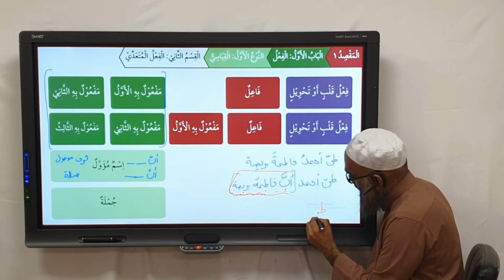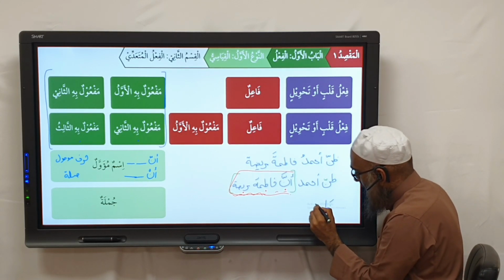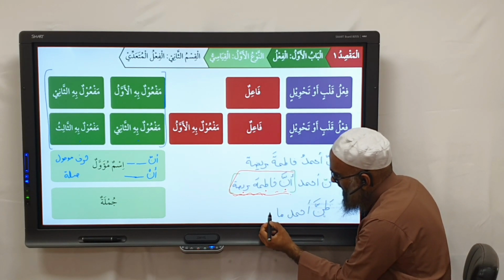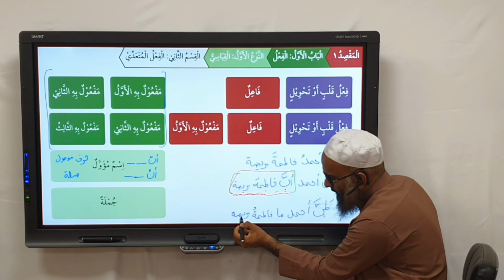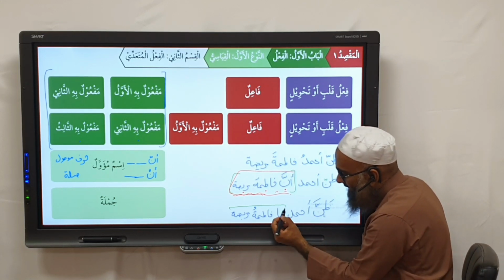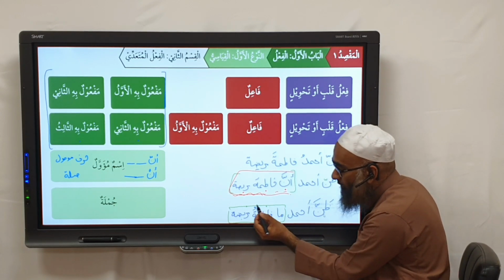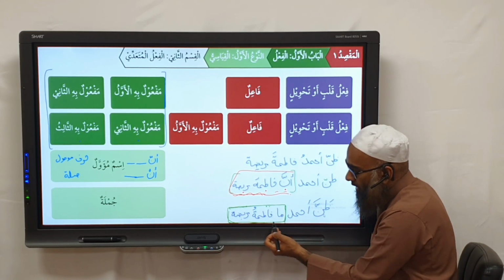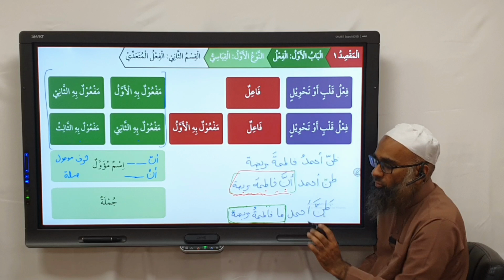Let's do the same structure. Instead of having an ism mu'awwal, a whole sentence can take the place. For example, ظن أحمد ما فاطمة مريضة. So ma is harf nafy. This jumla, ma fatimatu maridatan, takes the slot of the maf'ul bihi awwal and maf'ul bihi thani. So this becomes the maf'ul, taking the slot of two maf'ul bihi. Dhanna ahmadu ma fatimatu maridatan. Ahmad thought that Fatima was not ill. So in this example, the whole jumla takes the place of two maf'ul bihi.